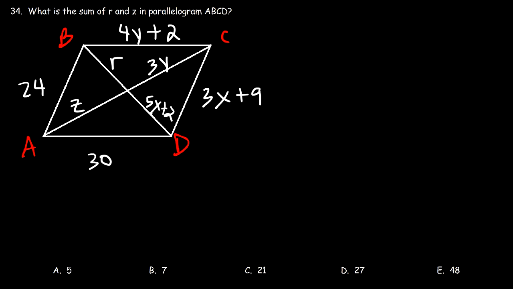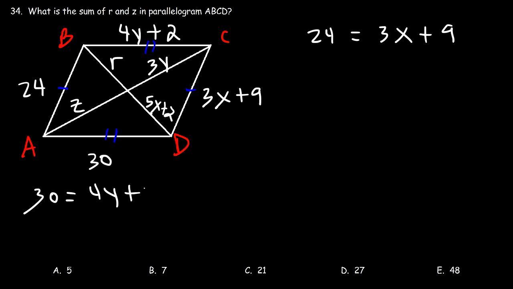34. What is the sum of R and Z in parallelogram ABCD? So the first thing that we need to know is that opposite sides are congruent in a parallelogram. So we could say that 24 is equal to 3x plus 9. This will help us to calculate x. And we can also say that 30 is equal to 4y plus 2.